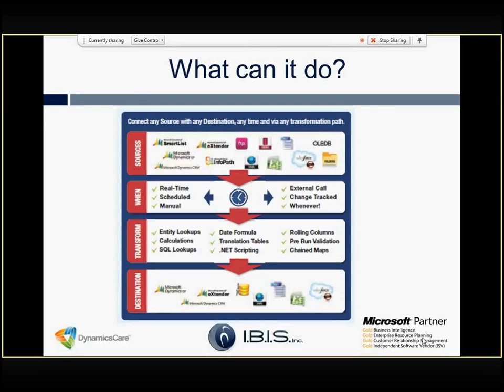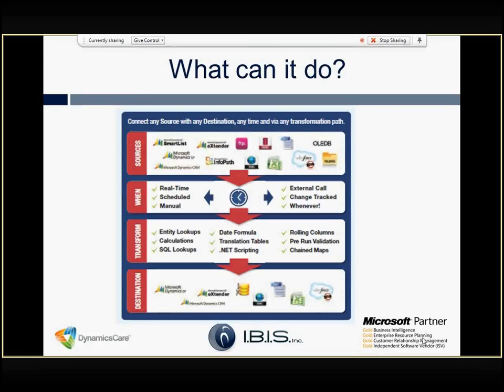The pre-run validation actually validates the data before it puts it in, and then you have the option to correct it, which we'll see in a little bit in a video. Chain maps, you can program a map to run one after another. So let's say I need to create a vendor and then I need to create a payables transaction for that vendor. No problem. You can chain the maps together.